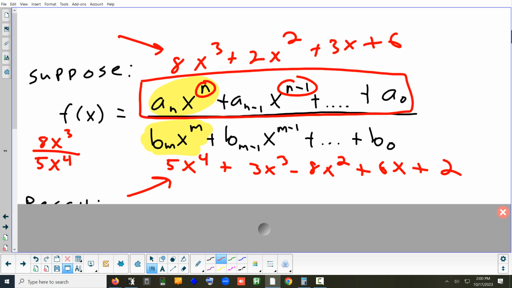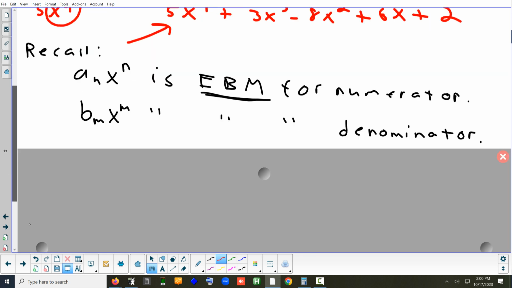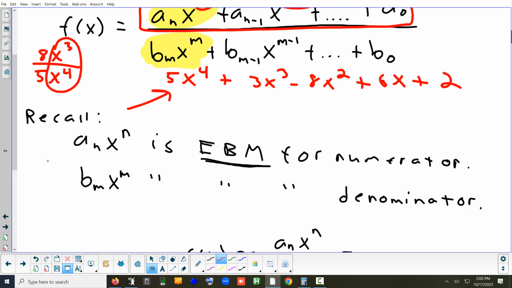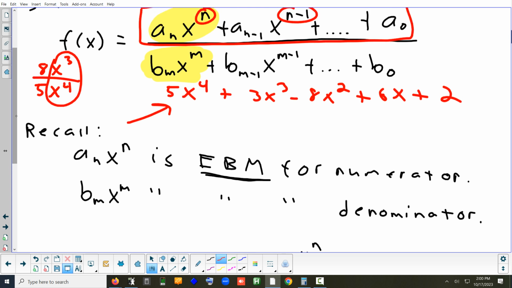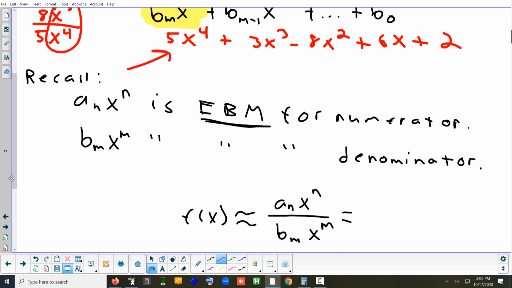Now, 8 and 5, does that reduce when you try to divide 5 by 8? No. This does reduce, and if you don't remember how to reduce it, I'll show you right now. So, a_n x to the n is the end behavior model for the top. That's what I highlighted in yellow. B_m x to the m is the end behavior model for the bottom. And the end behavior model for f of x is when you divide the two. That's the top one. That's the bottom one.